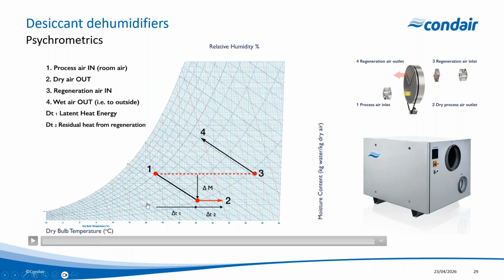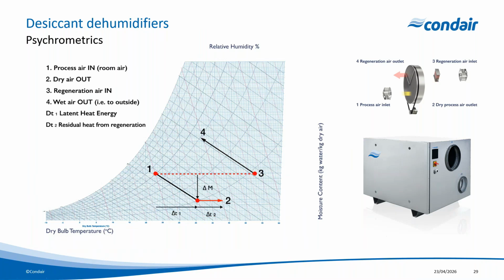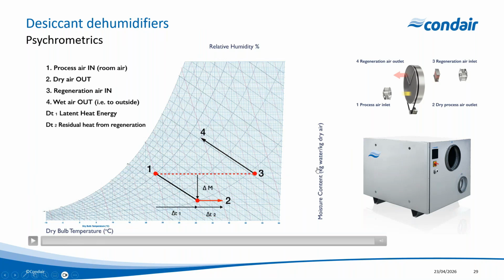So I'm going to pre-cool, but then I'm also going to have to think about post-cooling to cope with this regeneration residual heat. So with a desiccant dryer, I need to think not just about the dehumidification process, but I need to think about pre-cooling and post-cooling to ensure that we get the condition that we require into the room.